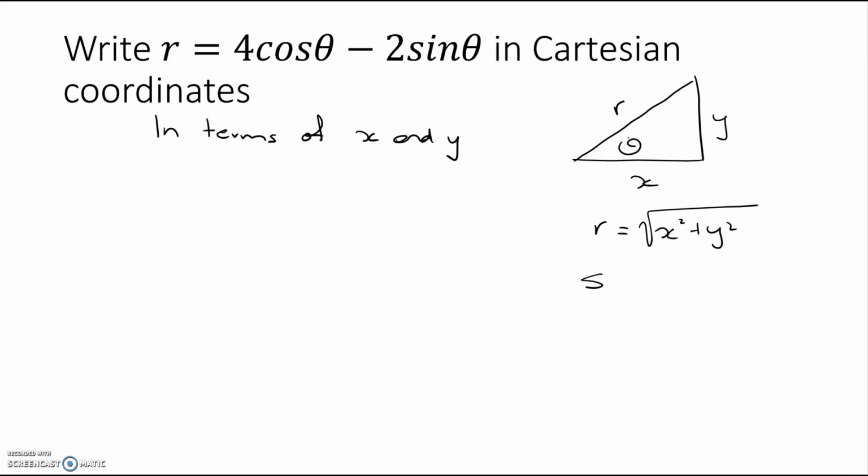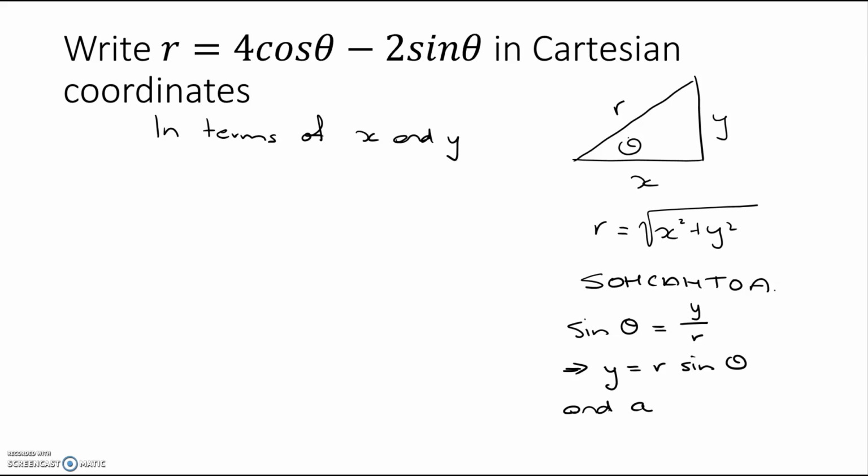And if we talk about SOHCAHTOA, then you can see that sine of theta is equal to the opposite, which is y, over r. That tells us then that y equals r sine theta, and also that cos theta is equal to x over r, or x equals r cos theta.